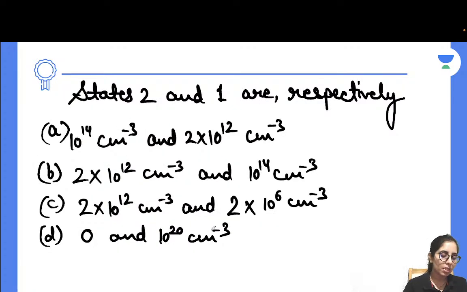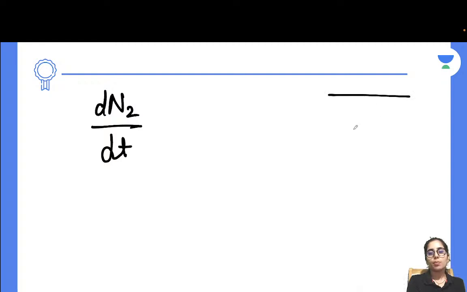Equilibrium population means after that no changes will take place, right? So in that case, if I talk about the change in the number of atoms present at level 2, that is dN2 over dt. On how many factors will this depend?